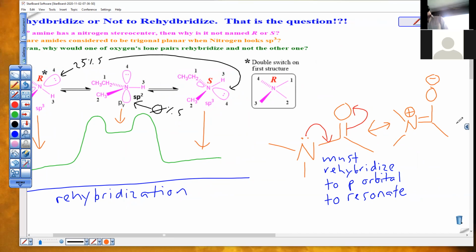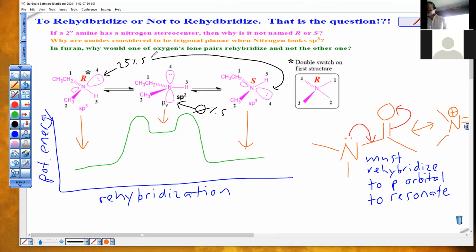O minus is not a terrible anion. N plus, not great, but not terrible. So you'll notice the geometry of a lot of amides is trigonal planar, because this is a contributing resonance form. And that answers the orange question.